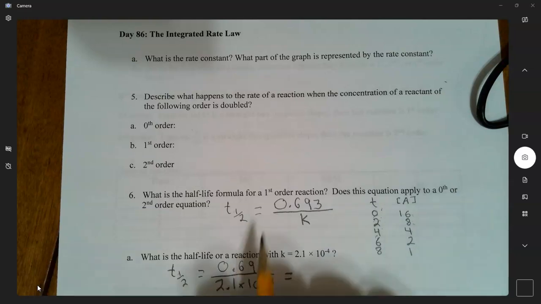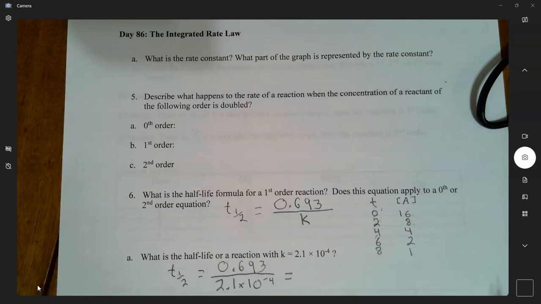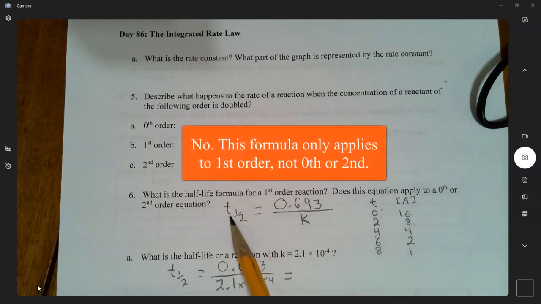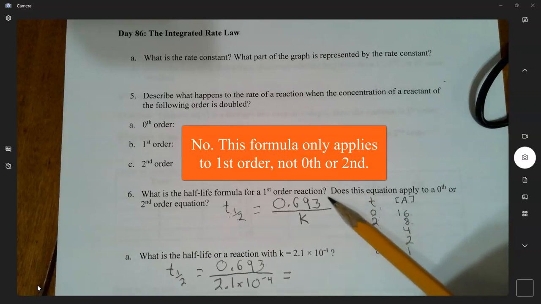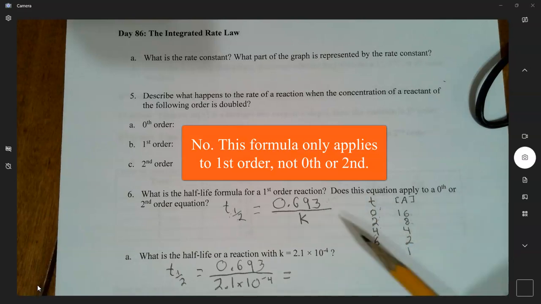All right, down here you can see I already started this one for something else. So what is the half-life formula of a first order reaction? And this is a fixed formula. And does this apply to 0 or second order? So this is it. This symbol means the time of a half-life. That's what that notation means. It's always this number, 0.693, divided by the rate constant.